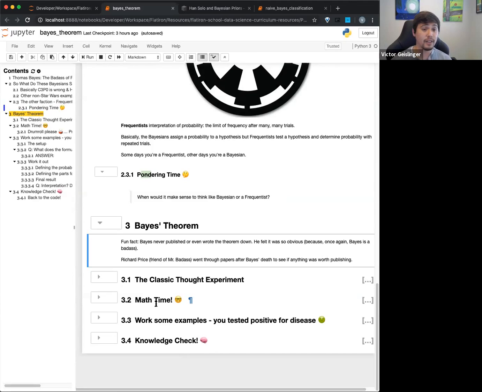When he passed away, his family asked Richard Price, another mathematician, to go through his stuff and see if he could find anything interesting. And he came across this concept of what became Bayes' theorem. It's like, oh, wow, this is a really cool idea of updating your knowledge. And that's where it started off.